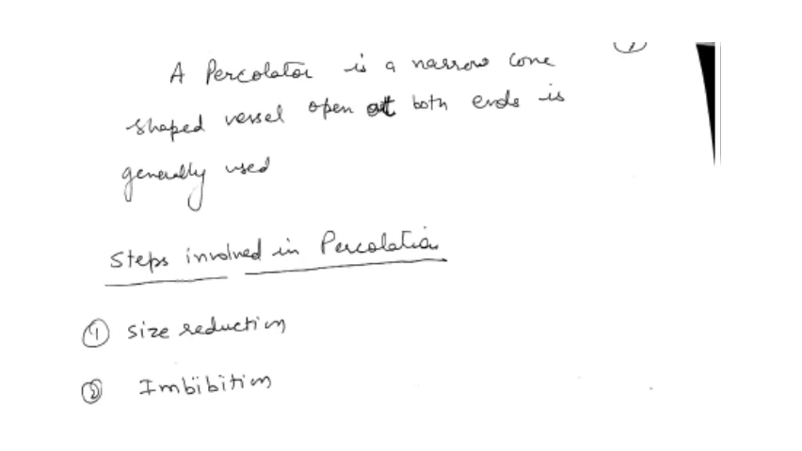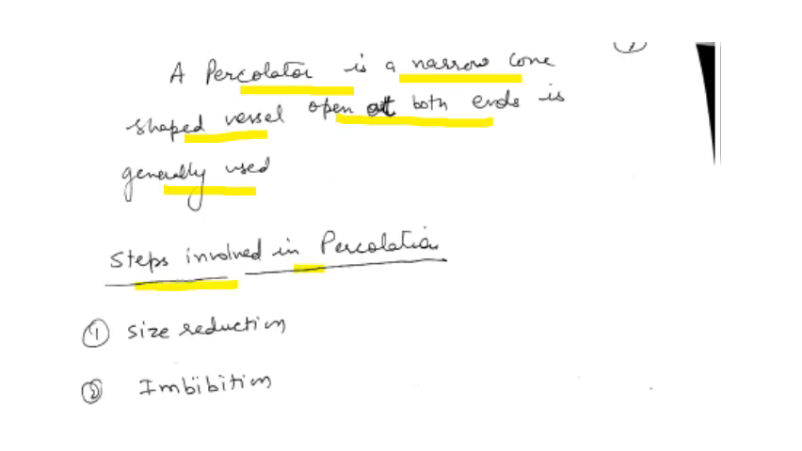So a percolator is a narrow cone-shaped vessel, open at both the ends, which is generally used in this method of extraction. It can be mainly of a cone shape or a cylindrical shape, open at both the ends. In this, the percolation is carried out in various steps.